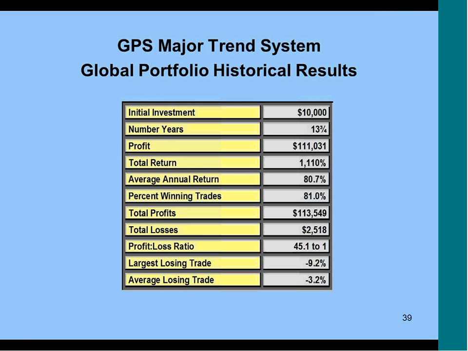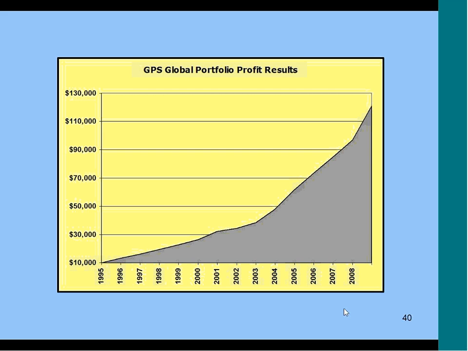And again, over this time period, there were two severe bear markets. We had the bear market in 2001 through 2002, and you can see that this portfolio was profitable. And then we had the bear market between 2007 and 2009. And again, you can see that the portfolio was profitable because it does take short positions and does profit in down markets.